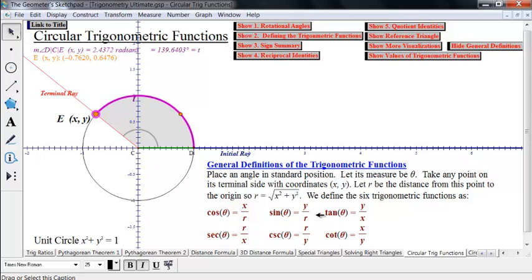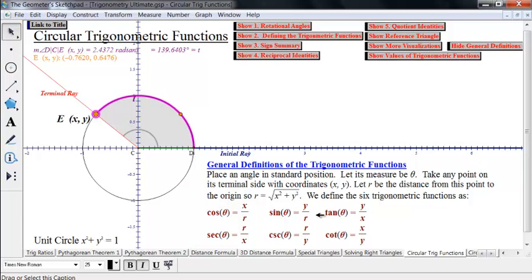And then we can define the six trigonometric functions as cosine of theta is x over r, sine of theta is y over r, tangent of theta is y over x, secant of theta is r over x, cosecant of theta is r over y, and cotangent of theta is x over y. So notice that secant is the reciprocal of cosine, cosecant is the reciprocal of sine, and cotangent is the reciprocal of tangent. So these are the general definitions.